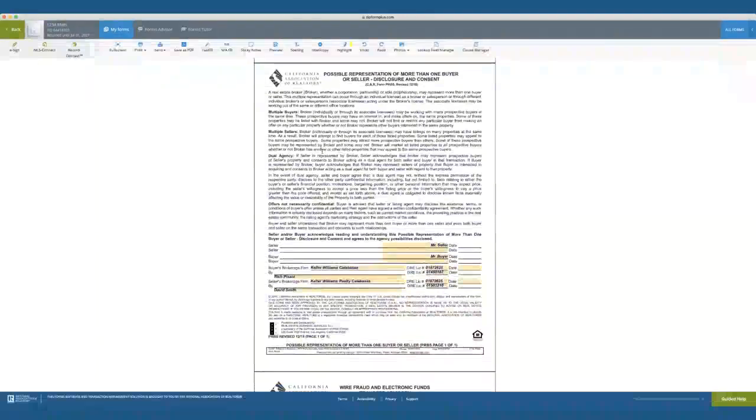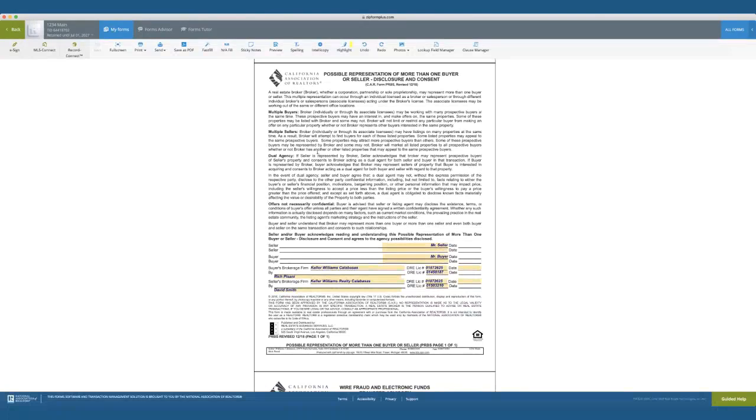So the second form that is bundled in with your RPA is the possible representation of more than one buyer or seller, disclosure and consent. And once again, we're talking about brokerage. We're not talking about agents. So Keller Williams Calabasas represents multiple buyers who may be interested in this property. They may also be representing sellers of this property or other properties similar to it. That's all this form is doing.